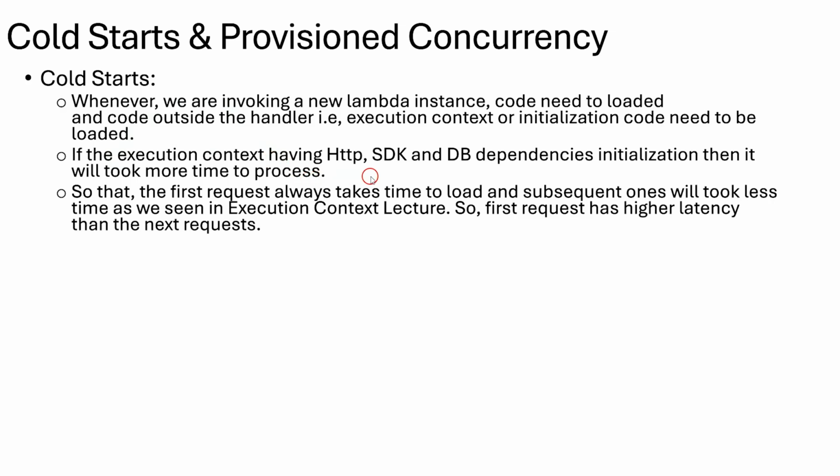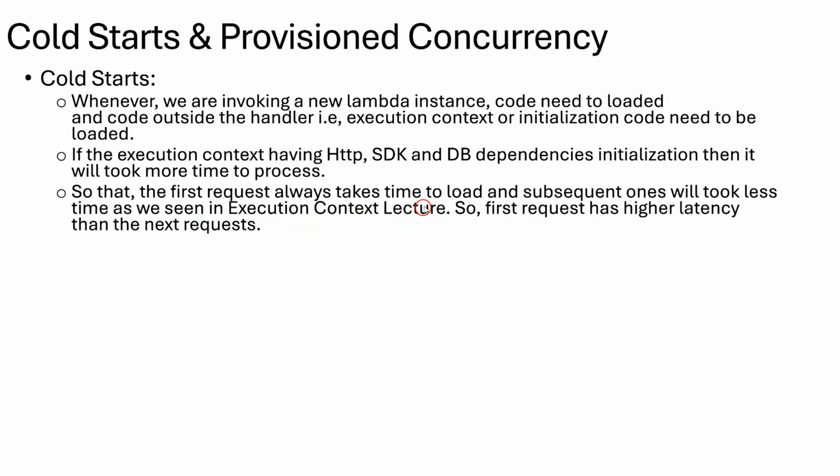If the execution context has HTTP, SDK, and DB dependencies, for example, initializations storing those connections, then it will take more time to process. Obviously. For example, the HTTP client connection took 1 minute, the SDK took 10 minutes, and the DB connection took 5 minutes. Just hypothetical, I'm saying. Lambda won't live for 20 minutes, so say in total it took 5 minutes to establish these dependencies in the initialization. Then it will take more time to process. So 5 minutes for initialization and some other time for processing the Lambda. So the first request always takes time to load and subsequent ones will take less time, as we saw in the execution context lecture.